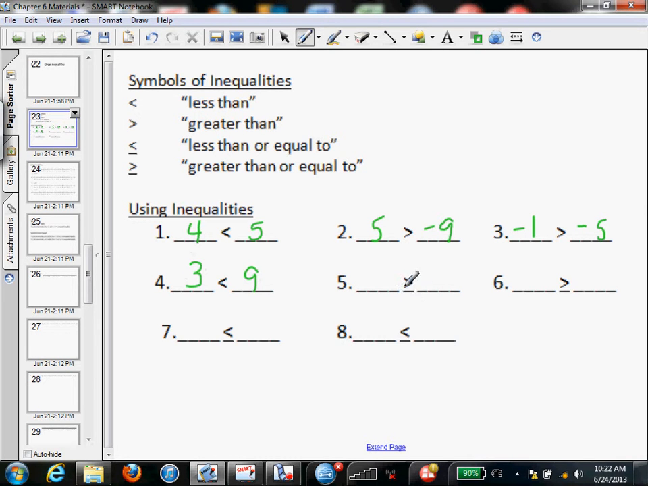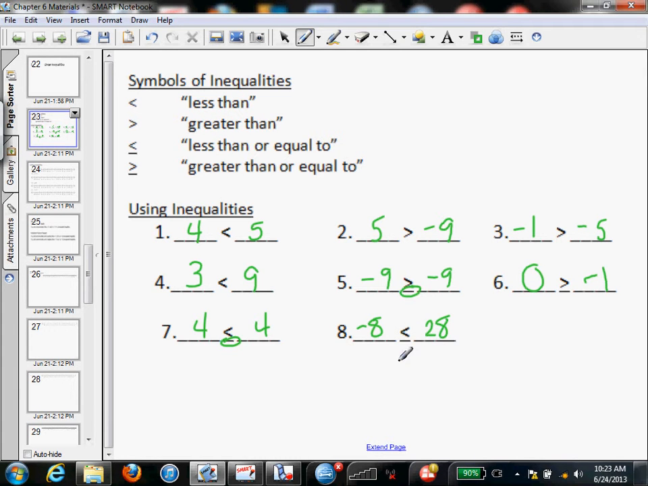Number 5, since we have this attached equals to, reads blank is greater than or equal to blank. So what I like to say is negative 9 and negative 9, because that means negative 9 is greater than or equal to negative 9. With 6, you could read that as 0 is greater than or equal to negative 1. Again, with number 7, you could do something like we did with number 5 and say 4 is less than or equal to 4. And finally, with number 8, you could say negative 8 is less than or equal to 28.